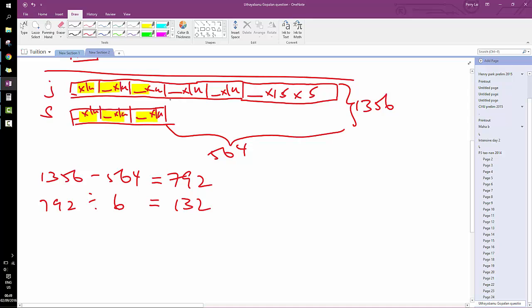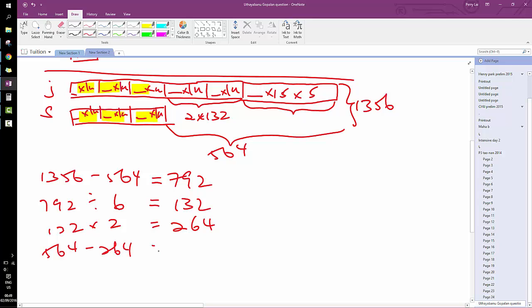Then I can find 2 of these boxes. 2 of these boxes is 2 times 132, and that gives me 264. There you go. Then I can now find what is the actual value of this, right? By using 564 subtracting 264, and that gives me 300.